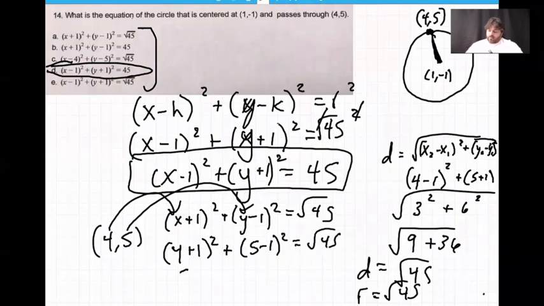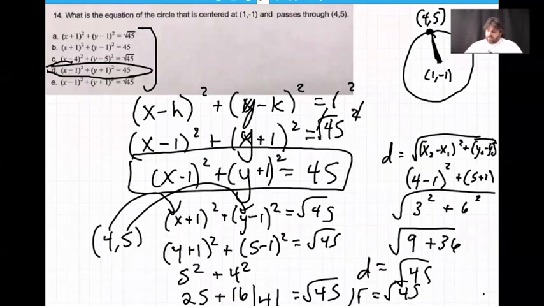When you do that, you get 5 squared plus 4 squared. That's 25 plus 16. That is 41. Does 41 equal the square root of 45? No, they're not even close to each other. So you know, okay, it's not A. You can move on. You can test points with circles. I think it's just much better to know how to do this one kind of the traditional way.